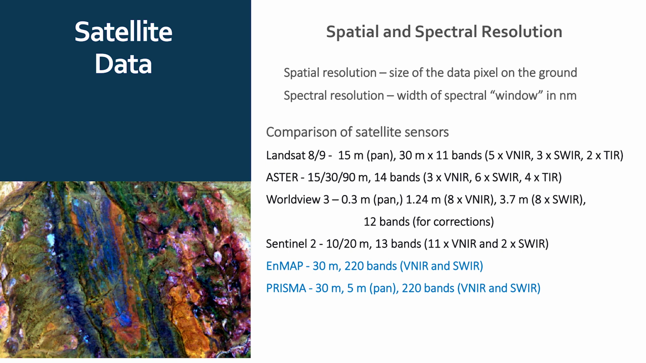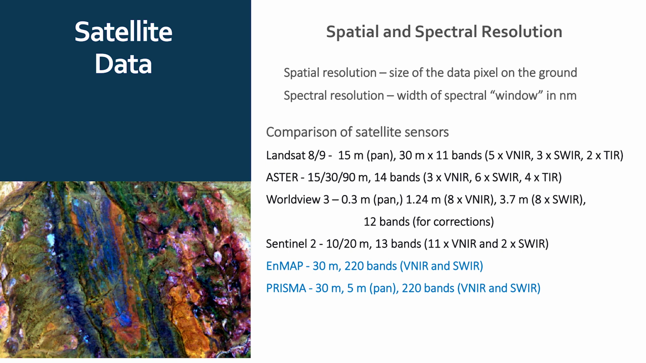ASTER has got three different pixel sizes depending on which sensor you're looking at: 15, 30 and 90, beg your pardon, for the visible, shortwave infrared and the thermal infrared. Some of the commercial stuff that's available, for example, is Worldview 3, where you've got a 30 centimetre panchromatic band, and the visible near-infrared bands are 1.24. So it varies on which sensor you're looking at.